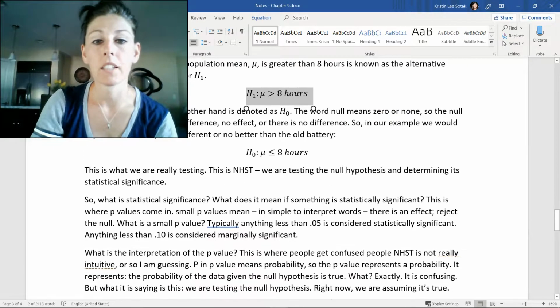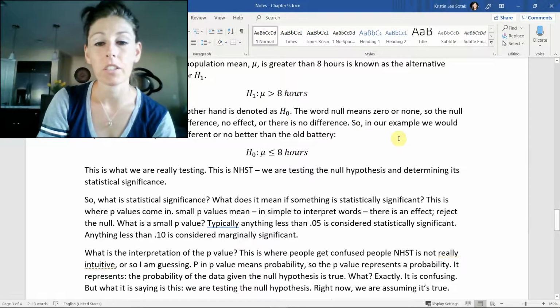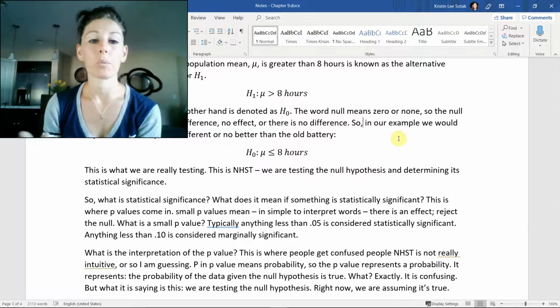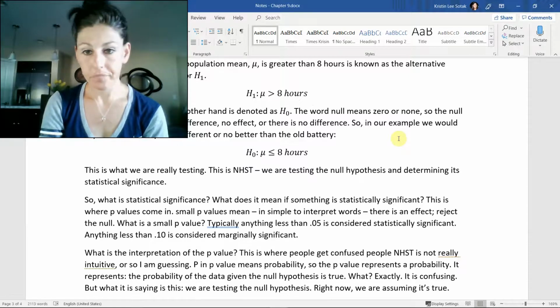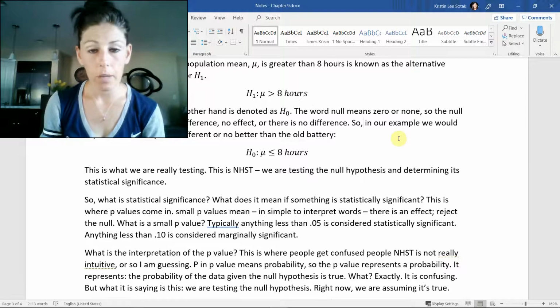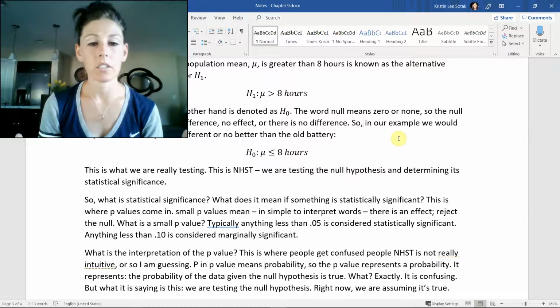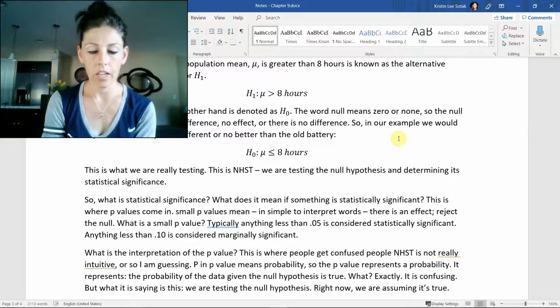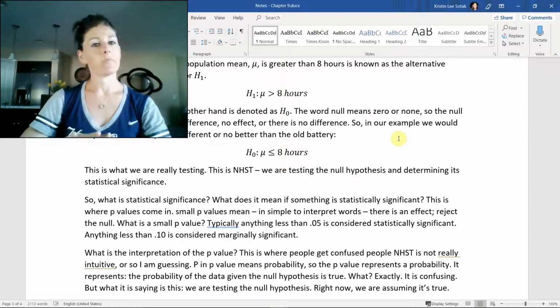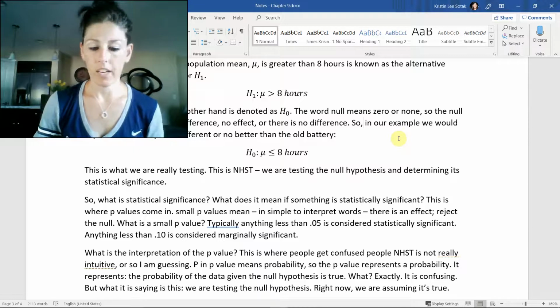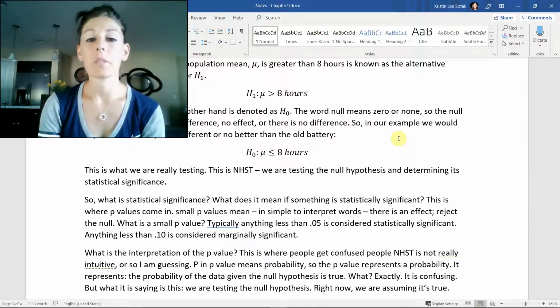The null hypothesis, on the other hand, is denoted, like I just said, H sub 0. The word null means 0 or none. So the null hypothesis represents that there's no difference, there's no effect. So in our example, we would say for a null hypothesis that the new battery is no different or no better than the old battery. I know that's a little confusing. Why would you say that? But that is the null hypothesis. The null hypothesis says there's no effect. You're coming out with this new product, this new battery. It's no better. There's no effect. The effects or the improvements are null, they're 0. So that is our null hypothesis.